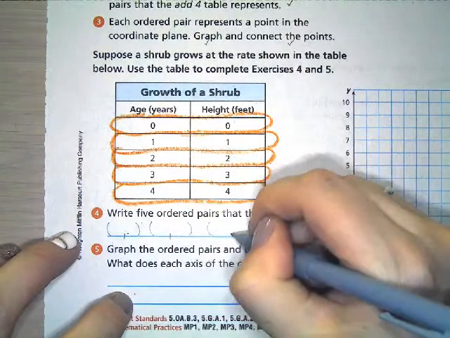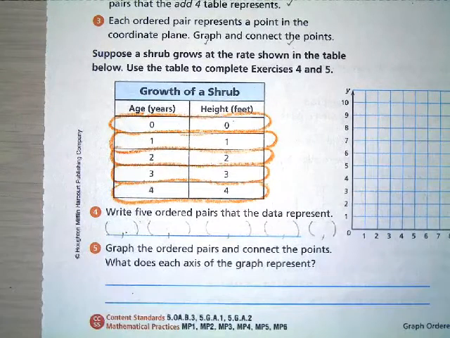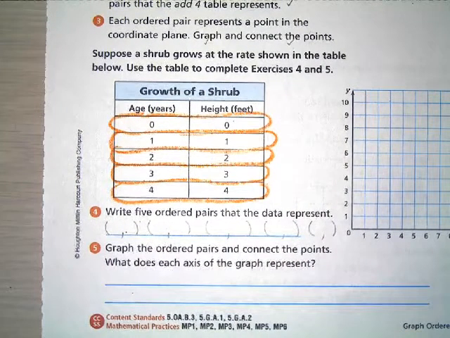Oh, I only put 4 on the line. Okay, there's 5. You need to have a comma in between. That is an ordered pair.